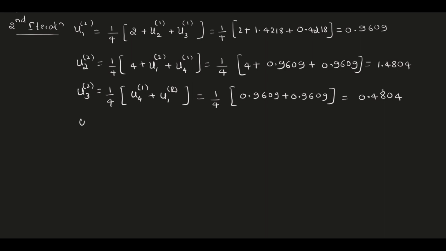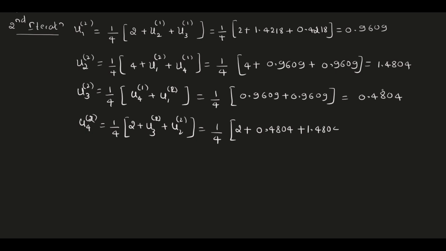Yes, u4 of 2, 1 by 4 formula: 2 plus u3 of 1 plus u3 of 2 plus u2 of 2. Now what have you done? The previous values, the same 1 by 4, 2 plus u3, what is it? 0.4804. u2 is 1.4804. So add these two and divide by 4, you will get 0.9902. Understood? This is the second iteration.